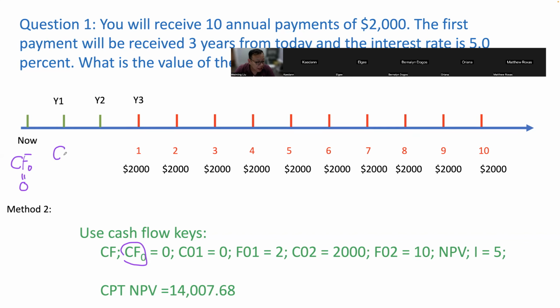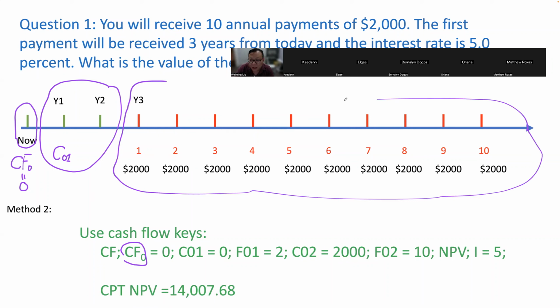C01 is the first cash flow of the first sequence. I can divide this whole cash flow into three categories. This one is now, today, and the second category is the first 2 years, where the cash flow is zero. Starting from year 3, the cash flow is 2,000 for 10 years. This is the information we have, and we just need to communicate it to the financial calculator and ask it to calculate the net present value for us.